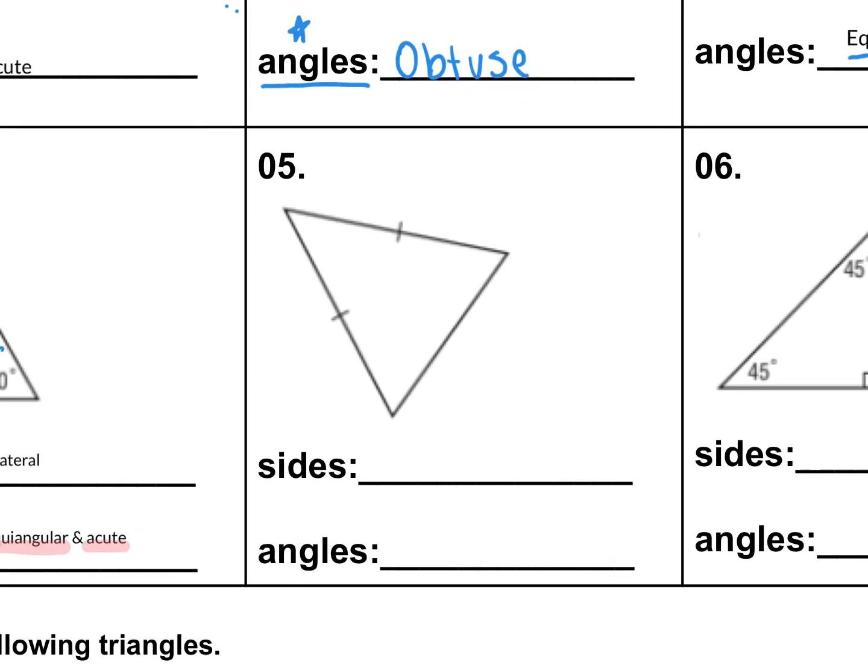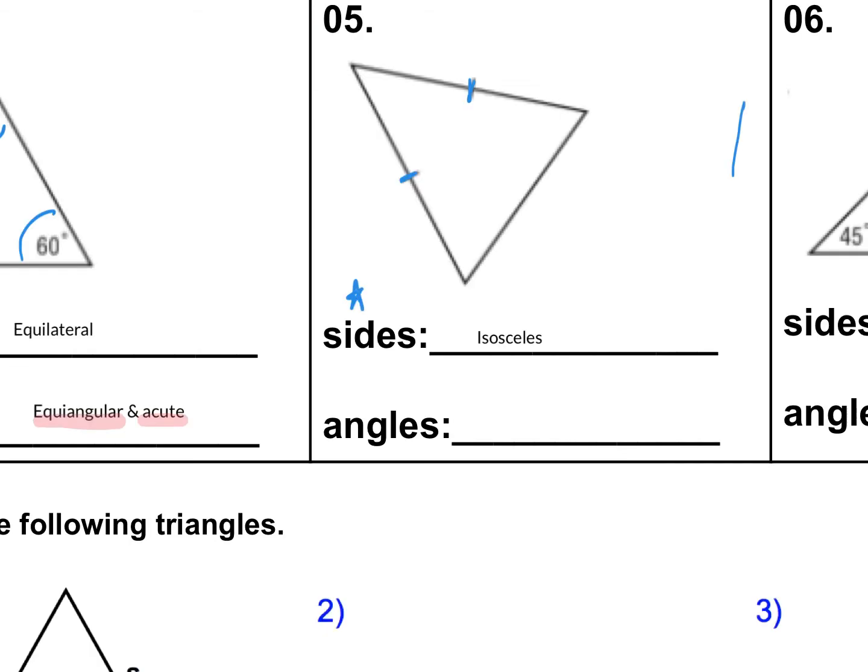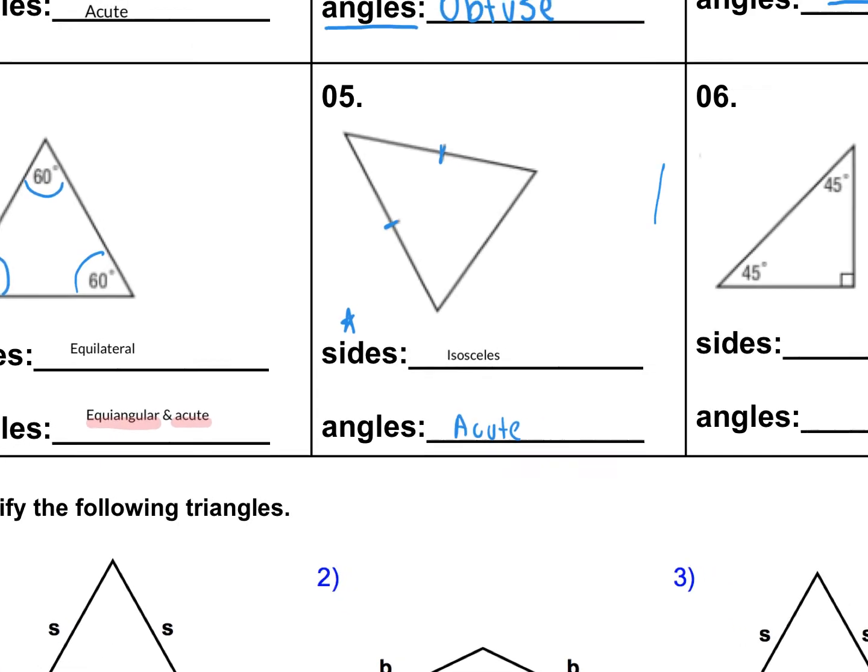Let's look at number 5. How can we classify number 5 based on its sides? If two of the sides are the same, then this is an isosceles triangle. And then we also know here it's not obtuse, it's not right, so this has to be an acute triangle.